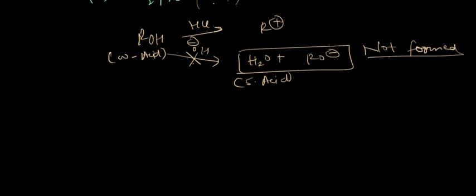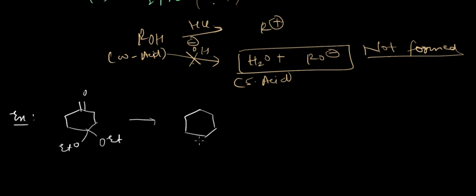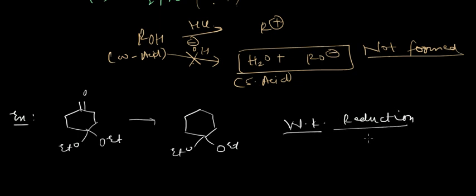Now let's discuss another example wherein we have something like this. We have OEt attached here, and the product formed is this. So will you use Clemmensen reduction or Wolf-Kishner reduction for this? Obviously you will be using Wolf-Kishner reduction, because the product would be formed in basic medium.